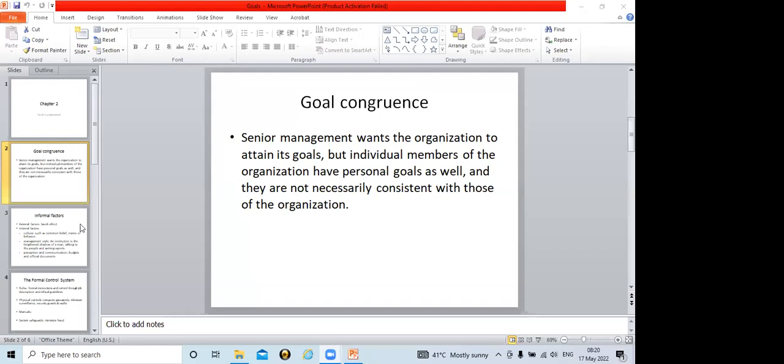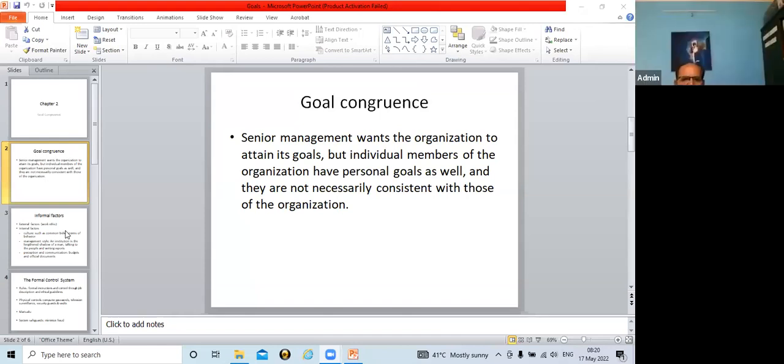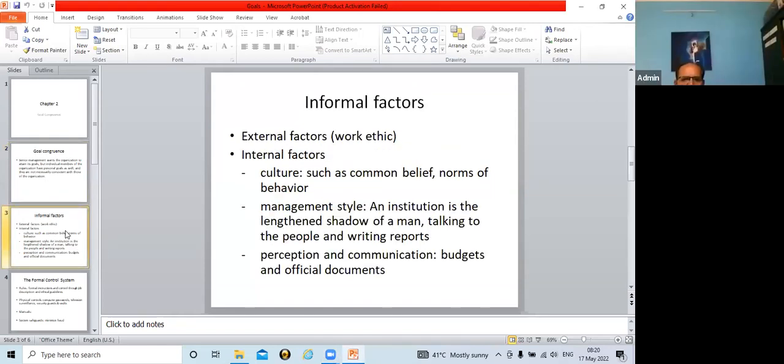Next slide. Informal factors in regards to the goal congruence. Now, what are the informal factors? So there are external factors, like work ethics, principles in every work, whether it is a profession or job. You should follow some principles, some ethics. You should be honest enough to your job, whatever job is given to you, or whatever business you are doing. In every business, there are some ethics that should be followed.